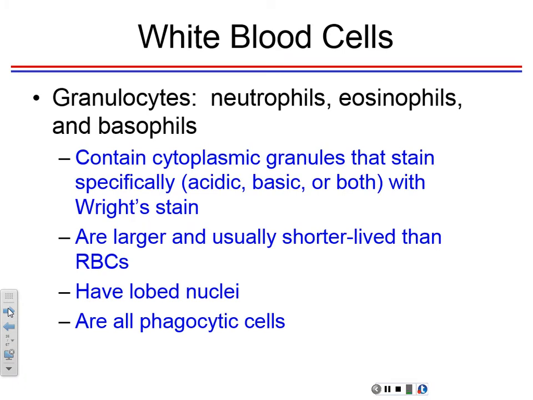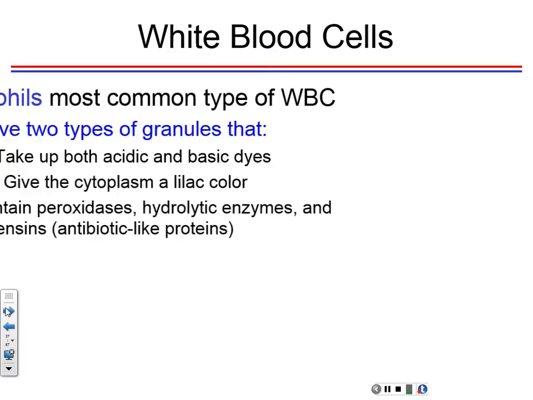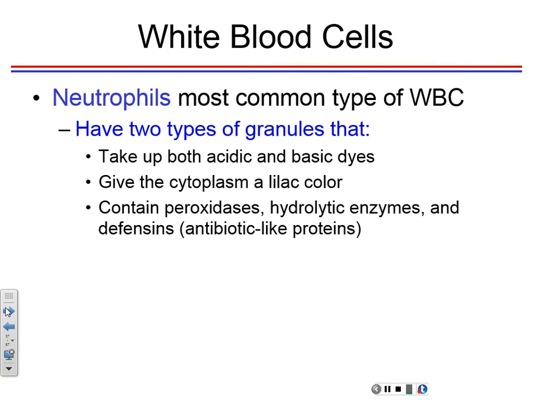They contain cytoplasmic granules that stain specifically red or blue in basic, or in both. Like the neutrophils, they stain in both, so they are sort of purplish in color. They are, of course, larger than red blood cells, and they are shorter lived. Why are they larger? They have all the organelles. They have a lobed nucleus, and they are phagocytes. The ones that produce antibodies are the lymphocytes. The rest of them are phagocytes. Monocytes are phagocytes because they become macrophages. Neutrophils and all of them are phagocytes.